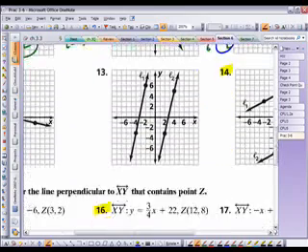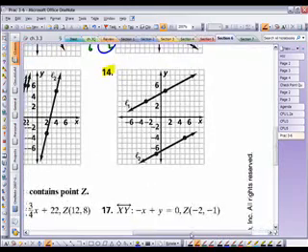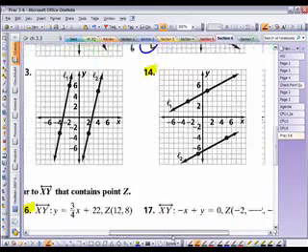And let's take a look at this one. These look like they could be parallel, but it's a little bit hard to tell. Okay, let's go straight to 14.